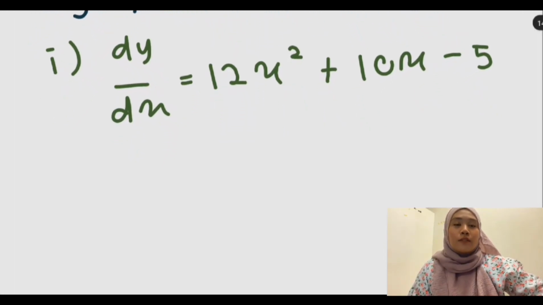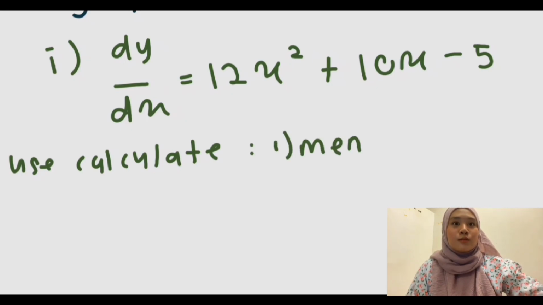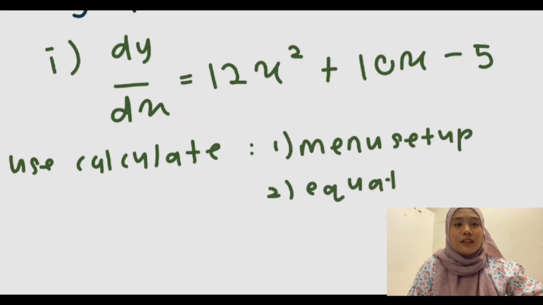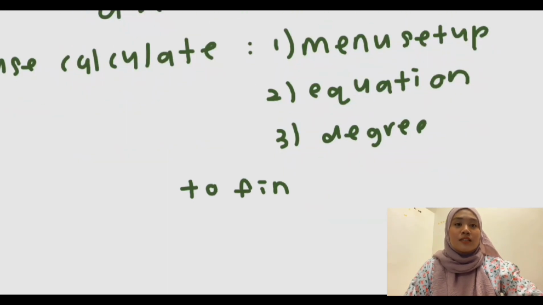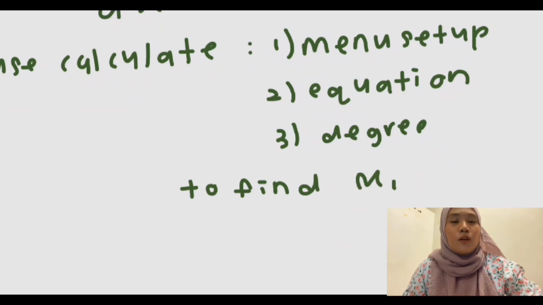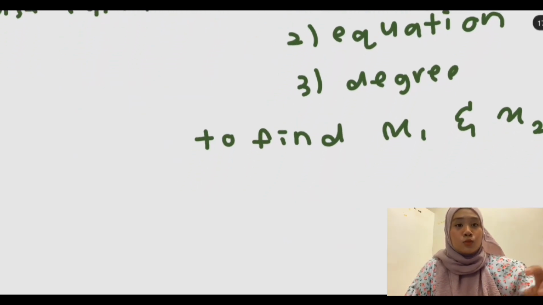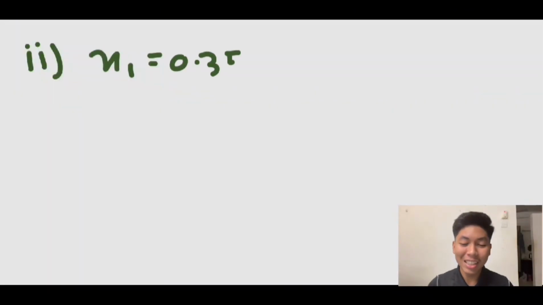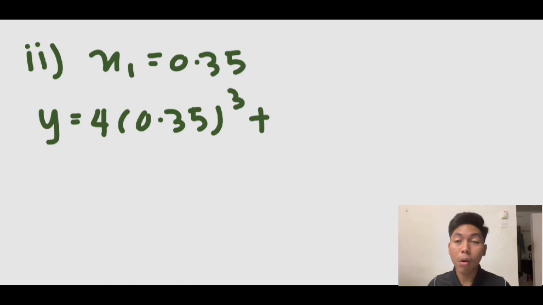Okay, so after that you have to use the calculator. So the steps to use the calculator: step 1, you have to select menu setup, and then you have to select equation, and then you have to select degree, and then you just drop all the numbers of dy over dx at the calculator, and then you can get the answers x1 and x2.